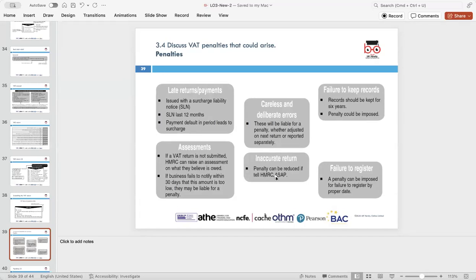Inaccurate returns: penalties can be reduced if you tell HMRC as soon as possible. Penalties may be imposed for submitting inaccurate VAT returns, so businesses can reduce these penalties by promptly informing the tax office of any errors. Failure to register: businesses that fail to register for VAT by the required date may face penalties for non-compliance.